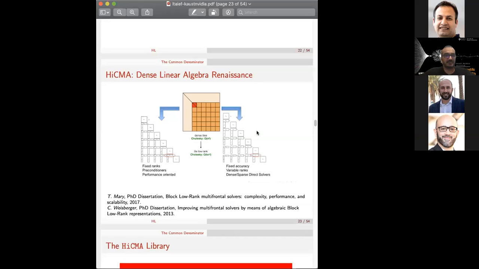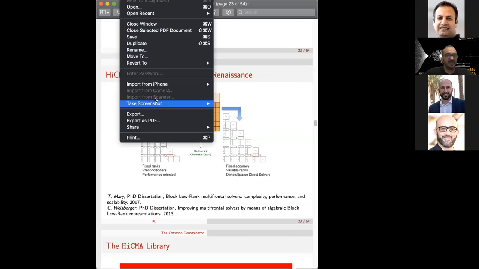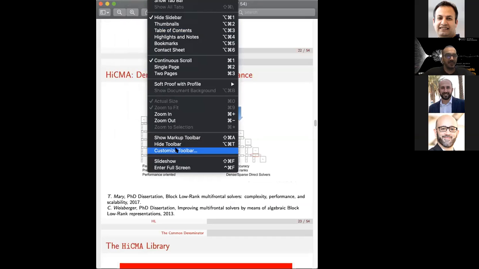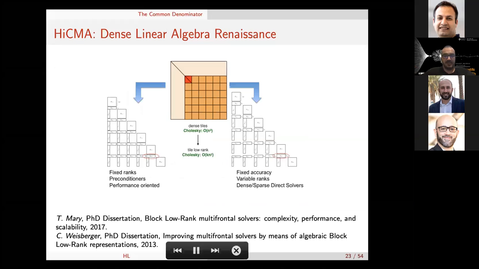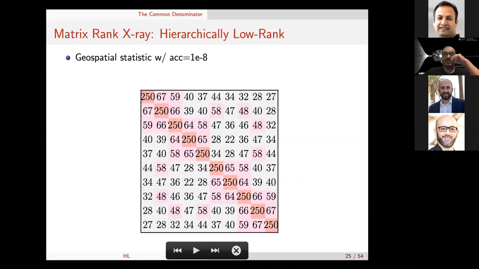Oops, I apologize. Let me go back to here. All right, so I'll give you an example. This is taken from our colleagues in computational statistics, handling a geospatial statistics application in 3D. This is my matrix, and it has 10 by 10 tiles, and each of those tiles has size 250 by 250.